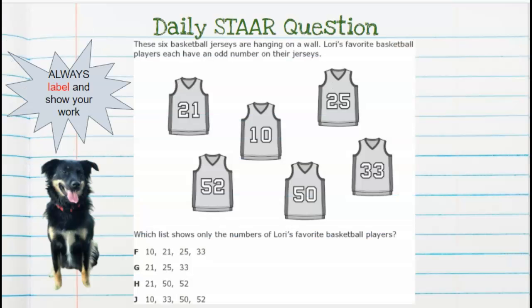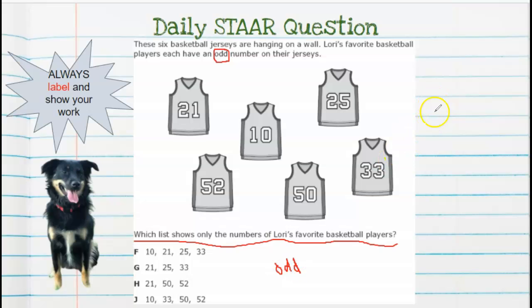All right. Let's do this question really quick. This is a star question. These 6 basketball jerseys are hanging on a wall. Lori's favorite basketball players each have an odd number on their jerseys. Which list shows only the numbers of Lori's favorite players? So we got to make sure we're looking for our word odd. That's our key word. Here's our question. Which list shows only the numbers of Lori's favorite basketball players? So how do I know which ones are Lori's favorite basketball players? I know that all of those are going to be odd.